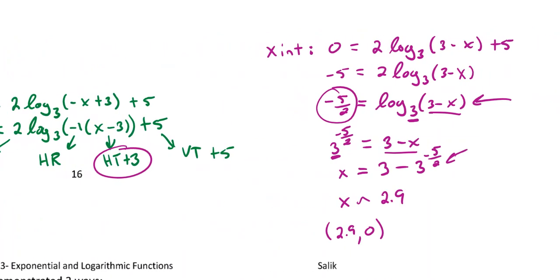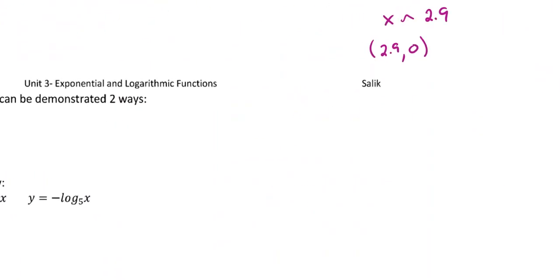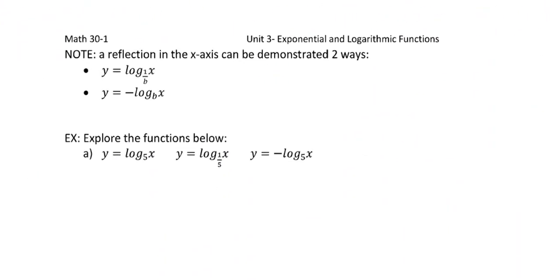All right, just moving on. Okay, so a reflection in the x-axis can be demonstrated 2 ways. So this one immediately probably makes sense, right? Because that's just a negative a value, which would flip it over the x-axis, right? But it can also be with a fractional base.